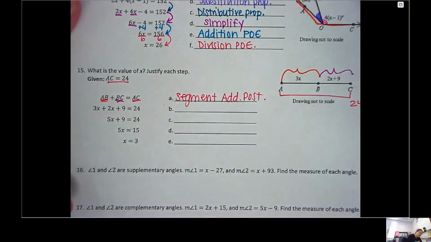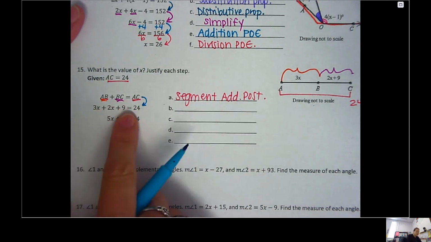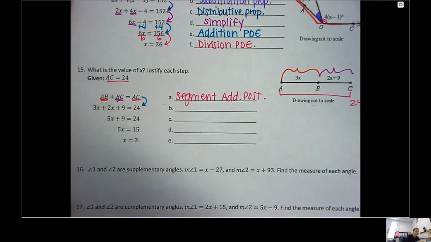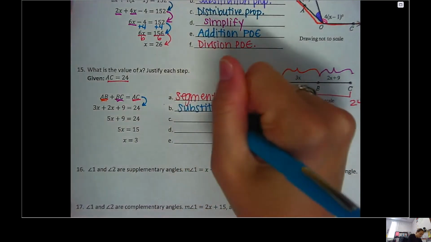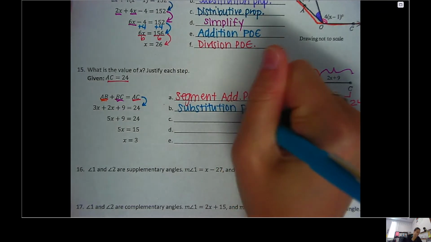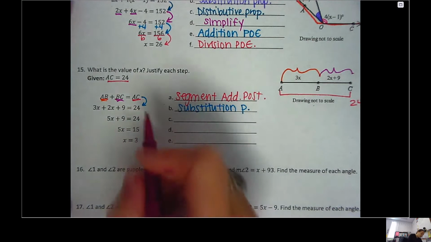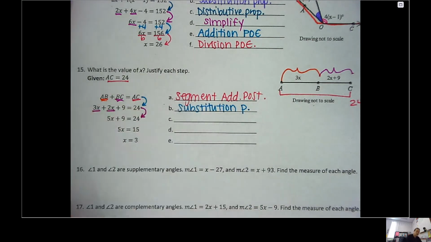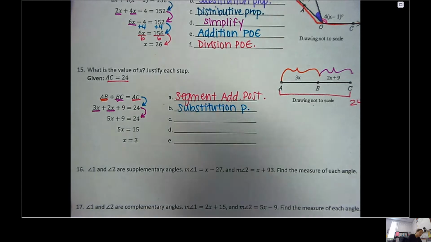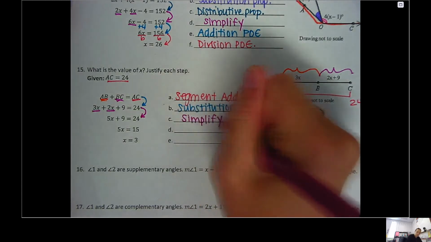Okay, to get from A to B, I go from the names of segments to equations. So what I'm doing is I'm substituting in or taking the place. So it's the substitution property. I should put P for property. To get from B to C, I've put together my like terms. I've combined the 3x and 2x to get 5x. So that's either combine like terms or simplify.